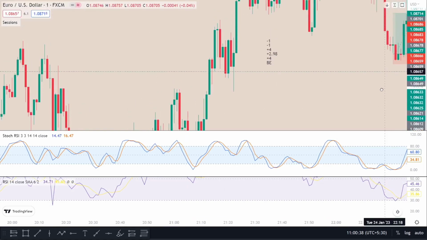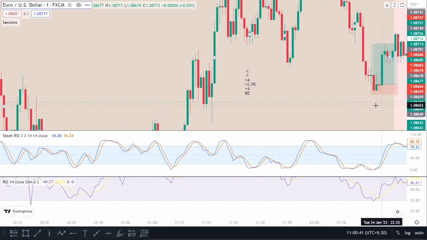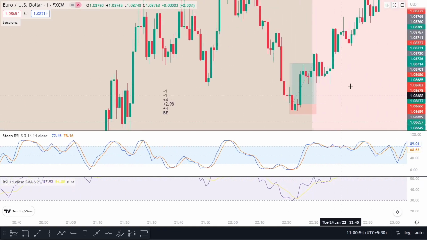We will not be taking this trade. We won't be taking this trade, although it hits TP, right? But we will not be taking it because it is not below 29. It's like 29.31, so we will not be taking this trade. Just keep in mind about this one, okay? So this will not be taken.